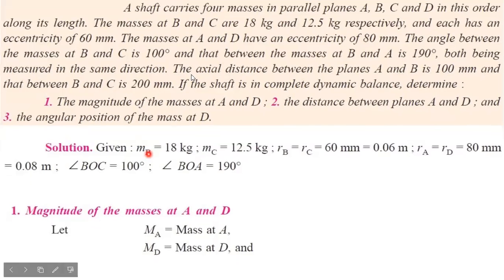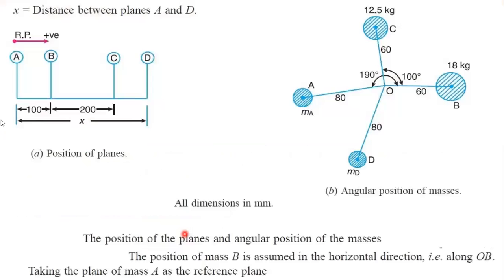So from the question we can directly write the given data, and MA will be denoting the mass at A and MD will be denoting the mass at D. So first of all we need to determine the position of planes. As they said, this is in the order of A, B, C, D. The distance between A and B is 100 mm and between B and C is 200 mm. He is asking us to determine the position of plane D from A. So the distance between A and D we can take as X. So X is the unknown.